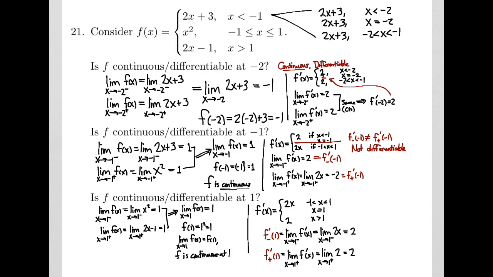Because these agree, the slope coming from the left matches the slope coming from the right. We know that the slope at 1 is equal to 2, and my function is differentiable. F is differentiable at 1.